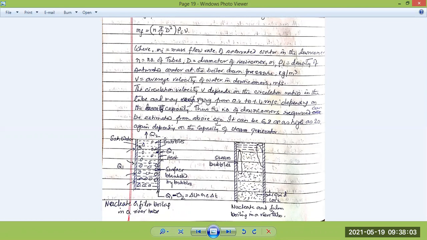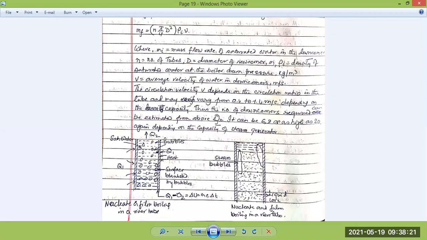Generally, the average circulation velocity depends on the circulation ratio and may vary from 0.4 to 1.4 meters per second, depending on the capacity itself.